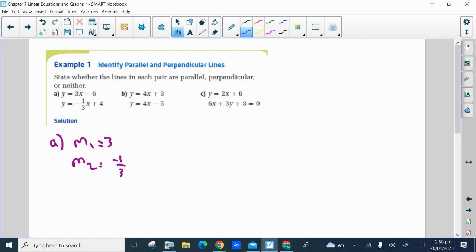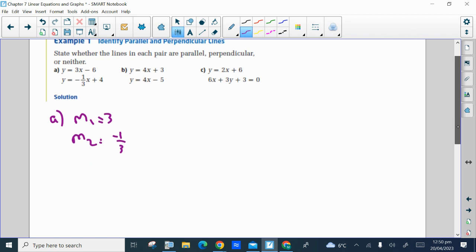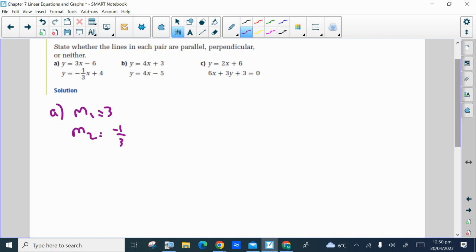Declan, are they perpendicular? Why? If you flip the 3 over 1 and change the sign, it becomes -1/3. Right? So those are negative reciprocals. Remember the other thing, if they are perpendicular lines, if the slopes are negative reciprocals, when you multiply them together, you'll get -1. Remember to multiply fractions, top times top, bottom times bottom, and -3 over 3 is -1. These two lines are perpendicular.